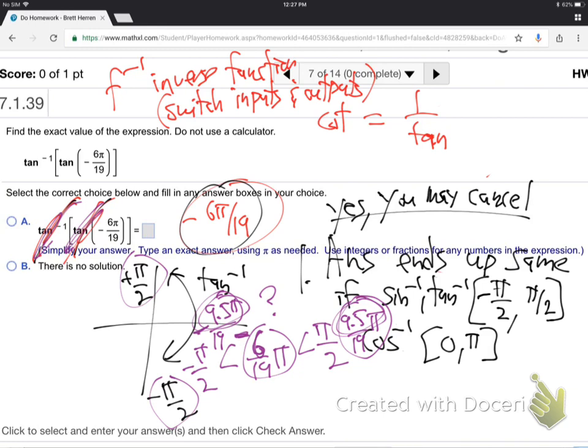Could you also do it by looking at it where it's negative pi over 2 and pi over 2? Could you just substitute 180, negative 90, and then change it to degrees? Yeah. 6 times 180 over 19. You won't have a calculator. Can you do all that long division by hand? Sure. Yeah, is that easier? Maybe that's easier. How about I do that?